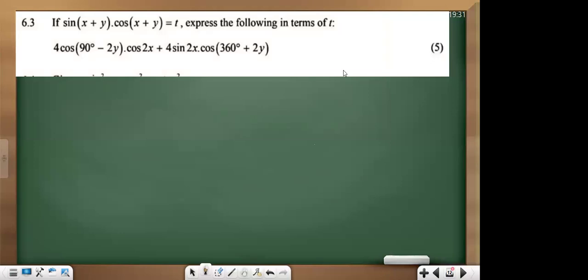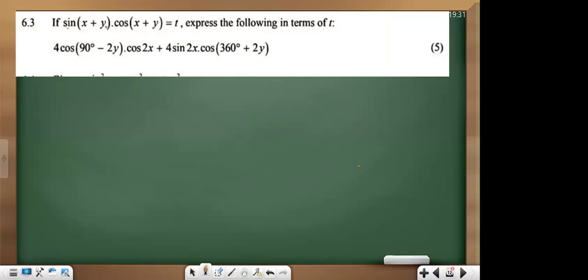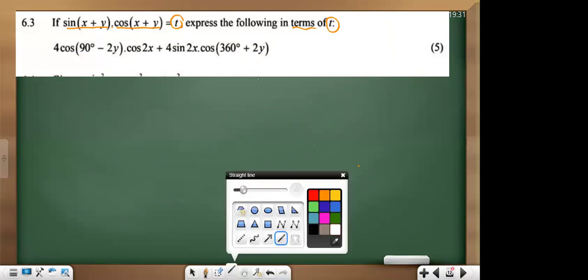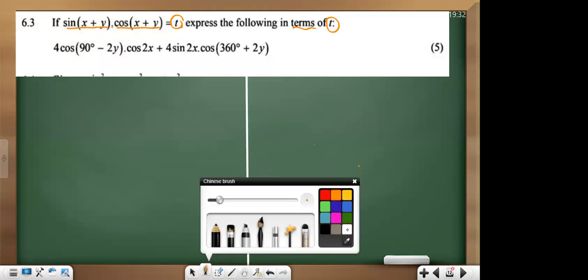All right, now the examiner is starting to go south. Let's see what the examiner is up to. If sine x plus y times cos x plus y equals t, express the following in terms of t. Oh my God, danger, please intervene. 5 marks. Even if you don't get the 5 marks, don't get 0. Get at least half or quarter of 5.